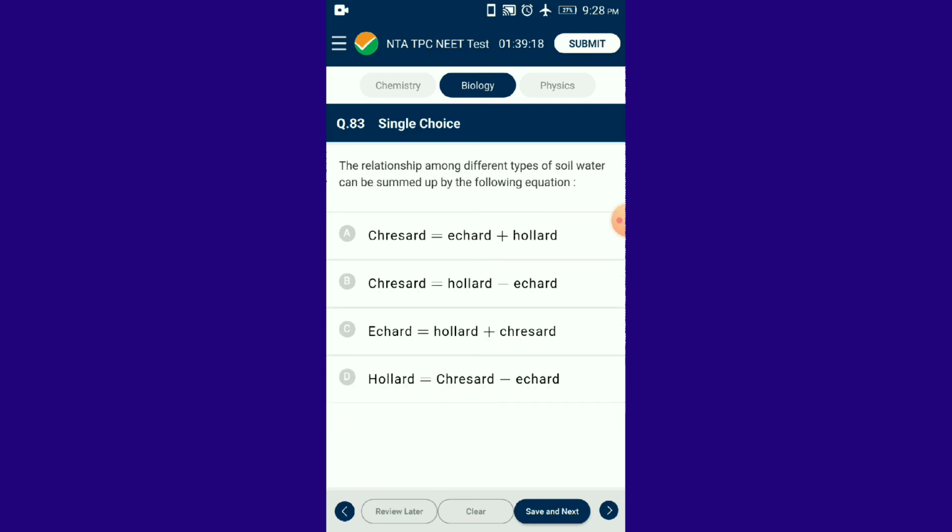Question number 83. The relationship among different types of soil water can be summed up by the following equation. Water is required by plants for their metabolic activities. It is absorbed by the roots of plants. The total amount of water present in the soil is called holard, but not all the water content can be absorbed by the plants. The absorbable amount of water is defined as chresard. It is the water present in the capillary space between the soil particles. So the answer for this question is option B, chresard, holard, echard.